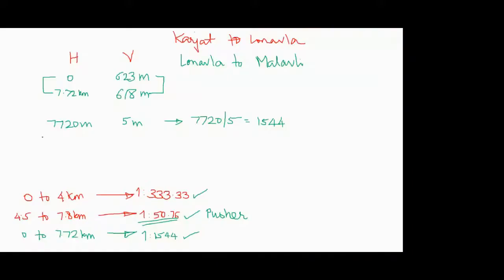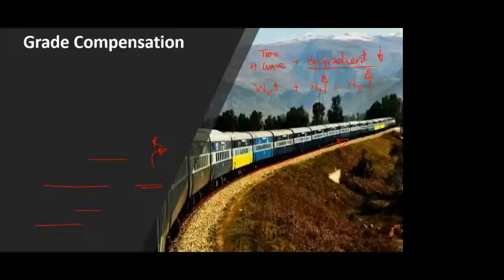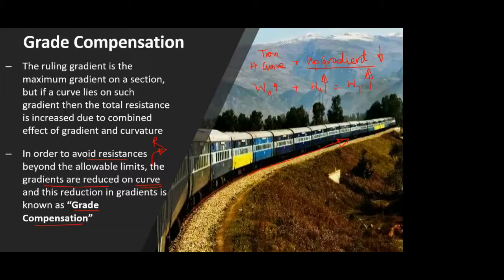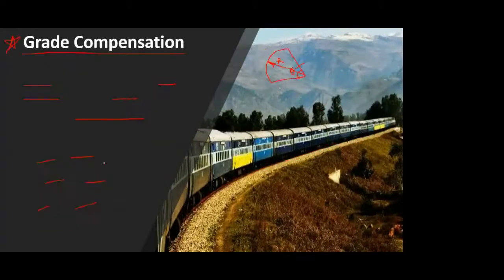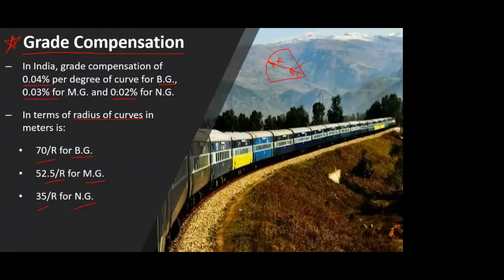Then we saw the different gradients that we calculated for the Karjat-Lonavala and Lonavala-Moravali sections. And then we saw grade compensation. It is mainly provided where you have a horizontal curve plus an up gradient. To reduce the total work on your engine, the grade is compensated a little bit, or reduced, using one of these thumb rules that are provided by the Indian Railways. So that's all for today.